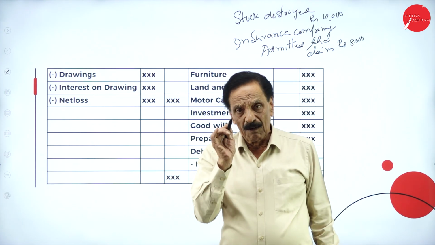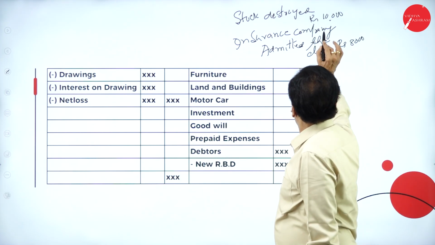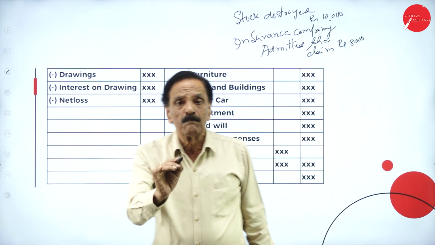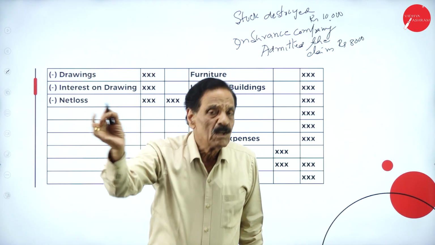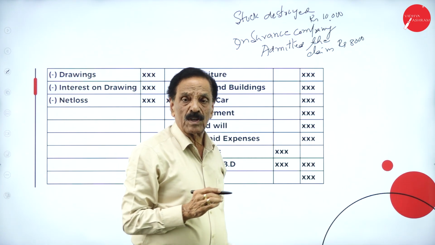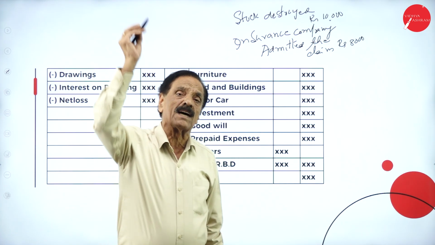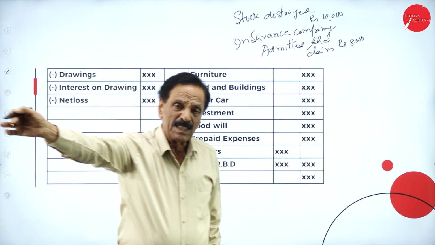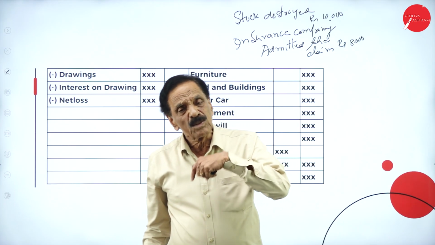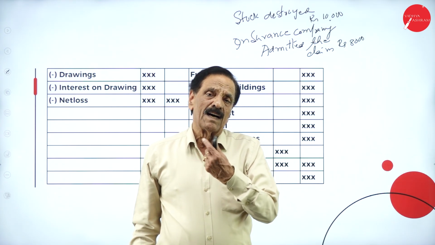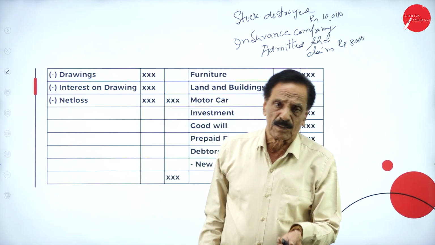I will repeat once again. The full value 10,000 will come on the trading account credit side. Whatever amount we are going to receive, 8,000, will appear on the asset side of the balance sheet. The difference is a loss. The loss will appear on the debit side of the profit and loss account.